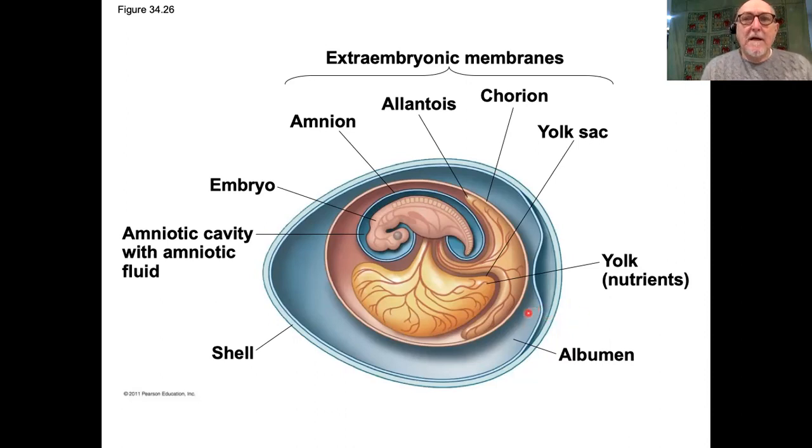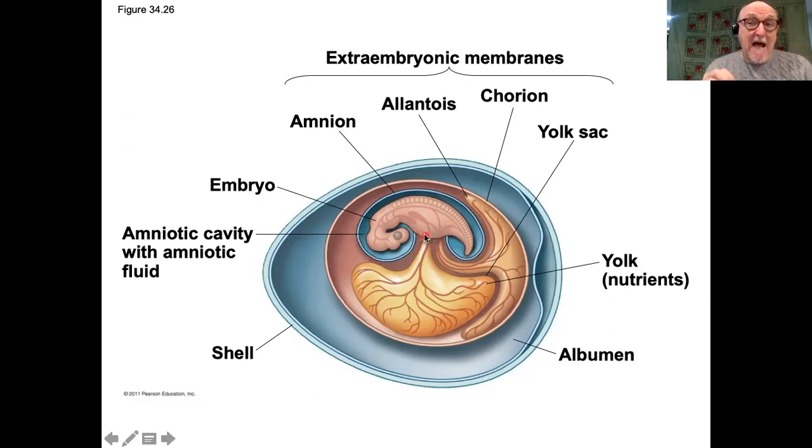The embryo is entirely contained within a set of membranes. The outer one here is called the chorion. The next one here is around here. That is called the allantois. And then there's a third one that gives its name to this reproductive structure, and that is the amnion, which is the membrane that surrounds the embryo itself.